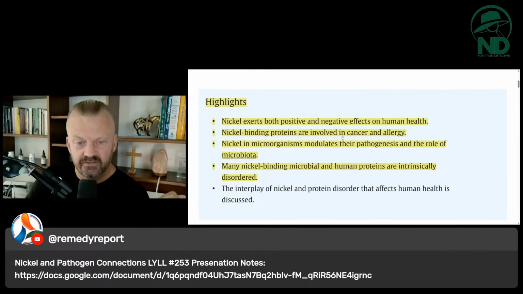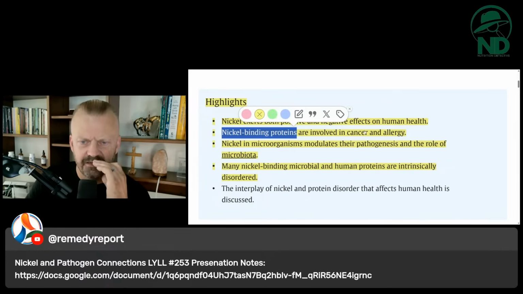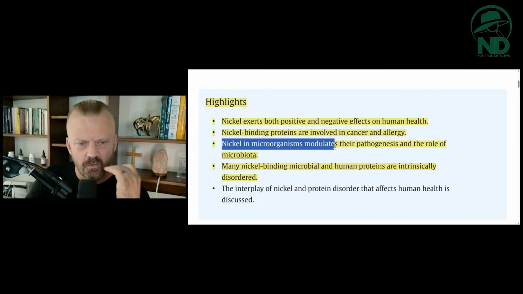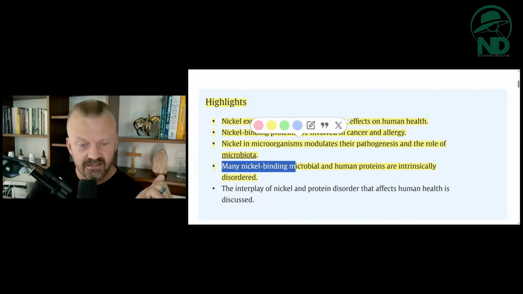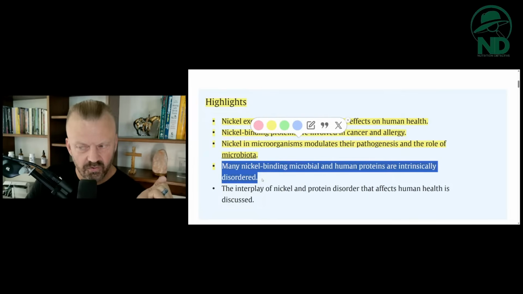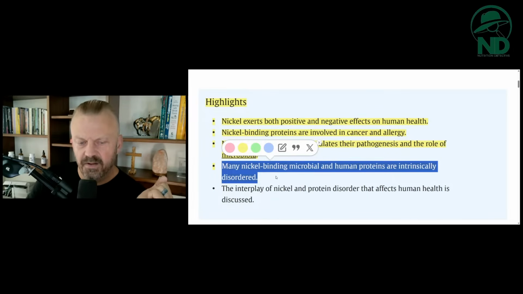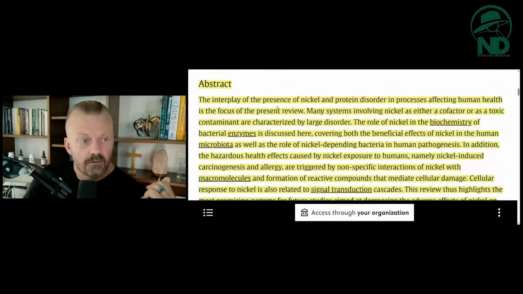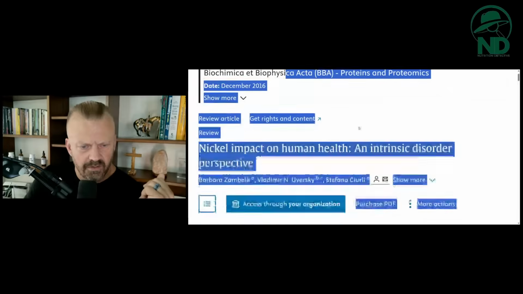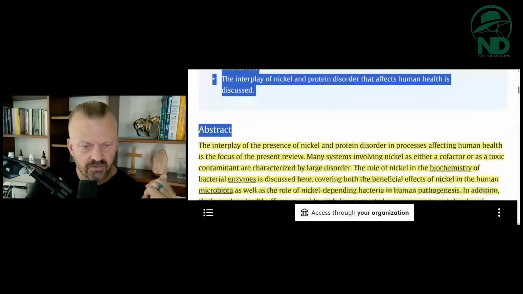Nickel binding proteins are involved in cancer and allergy. Nickel in microorganisms modulates their pathogenesis and the role of microbiota. Many nickel binding microbial and human proteins are intrinsically disordered. How about we just say if there's a lot of nickel binding proteins around, you're sick? Wouldn't that be easier? Oh, whoa. How did that just happen? That was strange. Sorry.